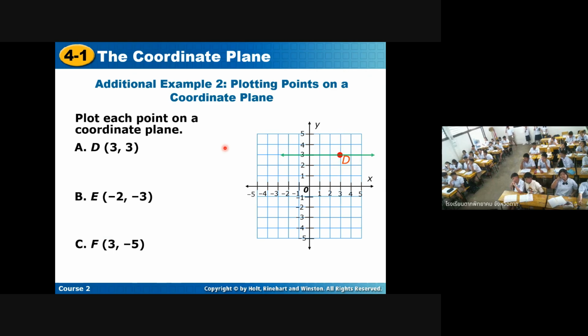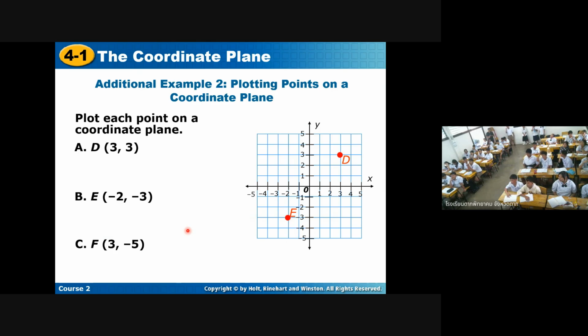Correct. How about negative 2 comma negative 3? Oh, come here. Negative 2 comma negative 3. Okay, thank you. Is it correct? Again, negative 2 of x, negative 3 of y. Is it that point? Yes, it is correct. That is where point E is.